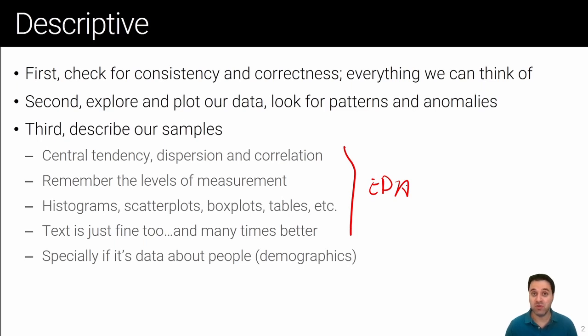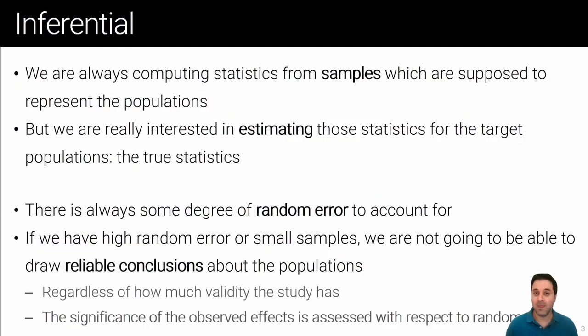And once we're done describing our data, we can start thinking about inferential statistics. So everything we have done so far is about a sample of data, a sample of people, for instance, from the whole population in the country, let's say. So we're always computing these statistics from samples which are supposed to represent populations. The target of our study really is not the sample, it's the population. And the point again is that we are going to use the sample to estimate something about the population. And here's where inferential statistics come into play.